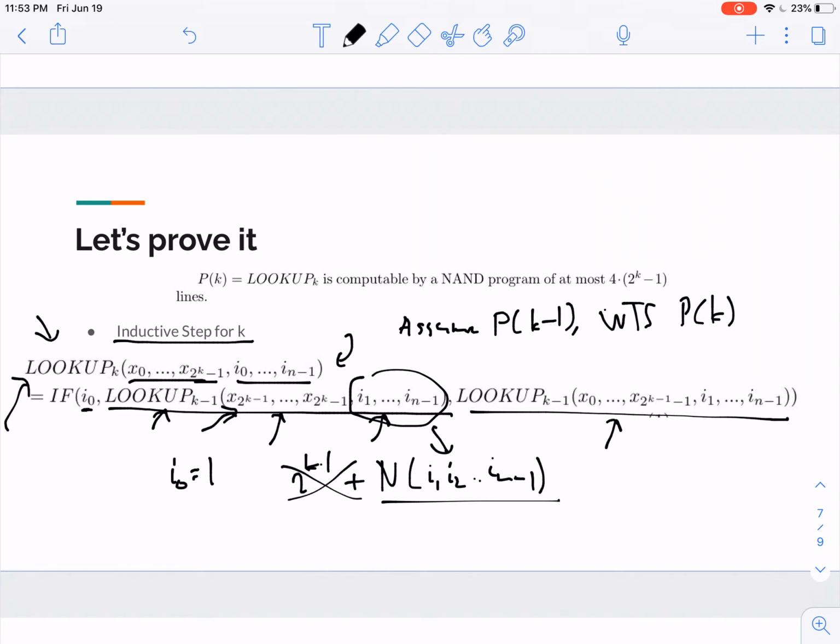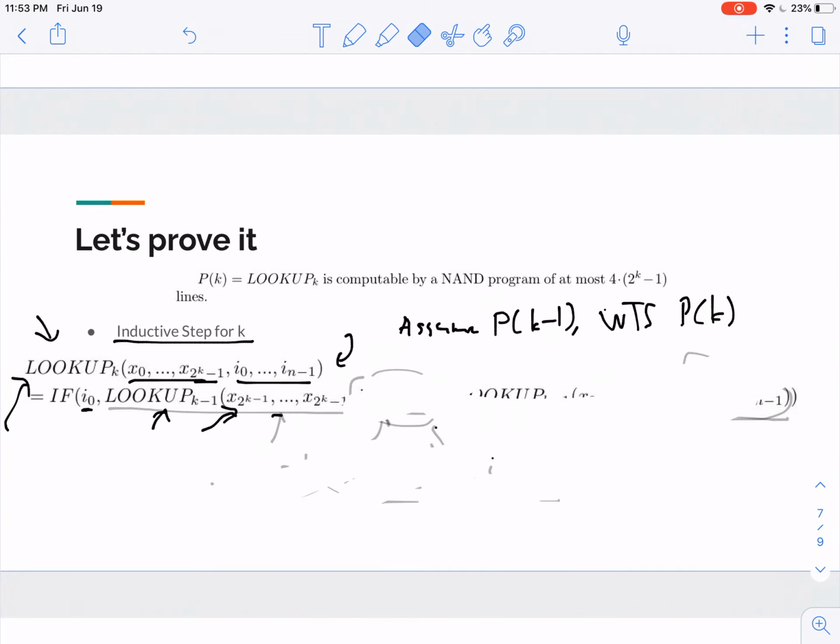And again, we get that because we just use these. Lookup k minus 1 gets the binary value, or the numerical value of this, and looks up that index in this string, which is exactly what we want. So we see in both of these cases it works out, and they're exhaustive. So that means that we can successfully get a program for lookup k using 2 programs for lookup k minus 1 and a program for if.